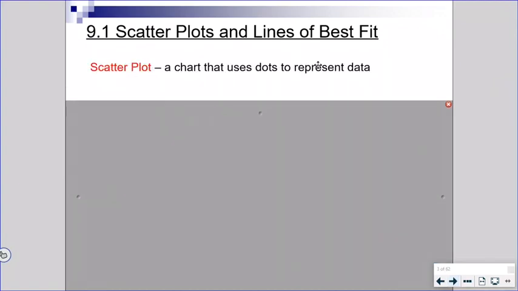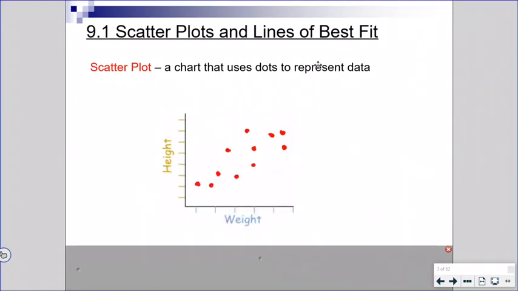What is a scatterplot? Well, it's a chart that uses dots to represent data, of course. This is an example of one. Notice the dots that are there. What you have is a bunch of dots, like so, going up and to the right. And what this is saying is as a child's weight increases, the height increases, and vice versa. Usually as kids get taller, they tend to weigh more. So that's exciting. Very exciting.